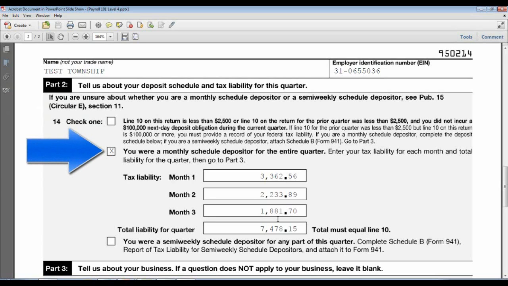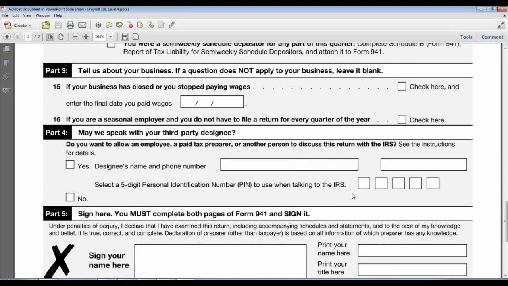If you check the second box, then you are a monthly scheduled depositor for the entire quarter. That means that you paid through EFTPS on a monthly schedule. And below, you would enter your tax liability for each month. You would check the last box if you were a semi-weekly scheduled depositor for any part of the quarter. Line 15. This line is only used if the entity stopped paying wages. And line 16 is used only for businesses that are strictly seasonal employers.